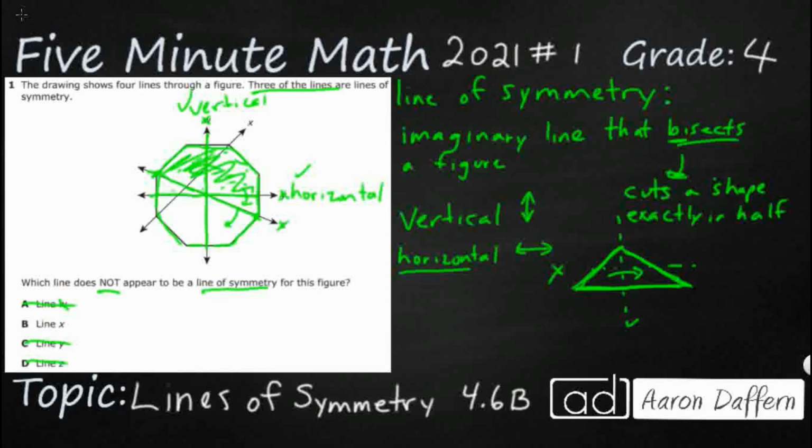That leaves us with X. Look at X. You've got a really big part right down here. That's the big part. And it doesn't match up perfectly with this little part. This little part that's left over, those are not equal parts. So X is the answer. It is not a line of symmetry.